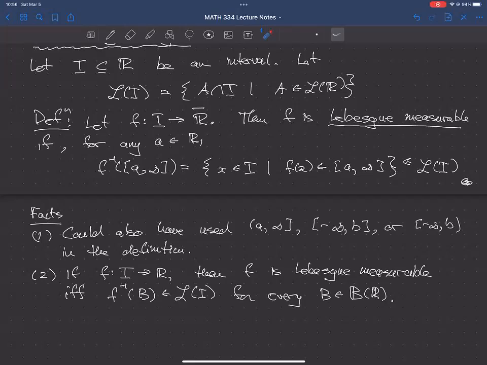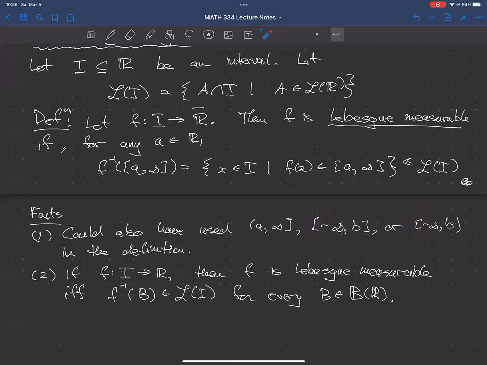Okay, so first let's think about why this is true. What is the Borel sigma algebra? Well, the Borel sigma algebra is generated by the open sets. But it turns out that it is also generated by intervals, but you need to remove infinity. So those intervals, or those intervals, or those intervals.